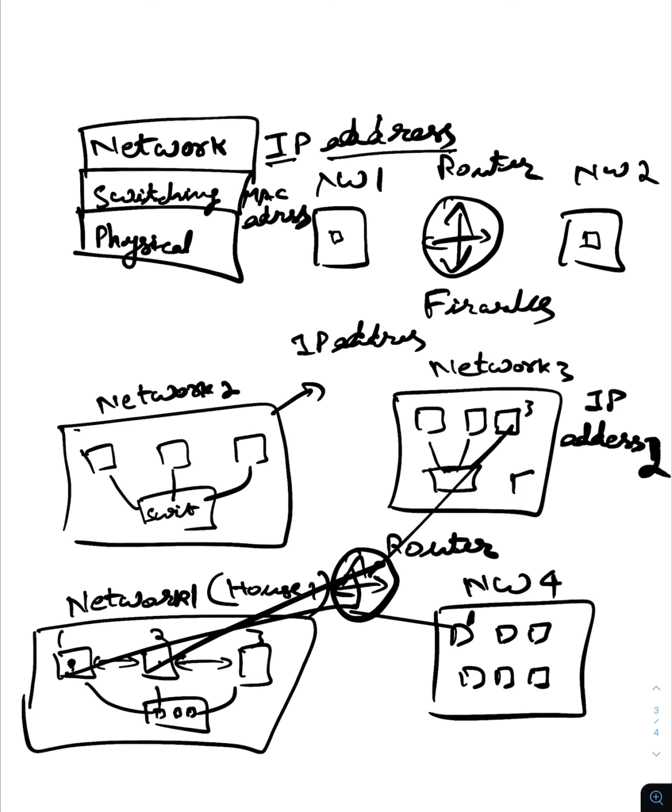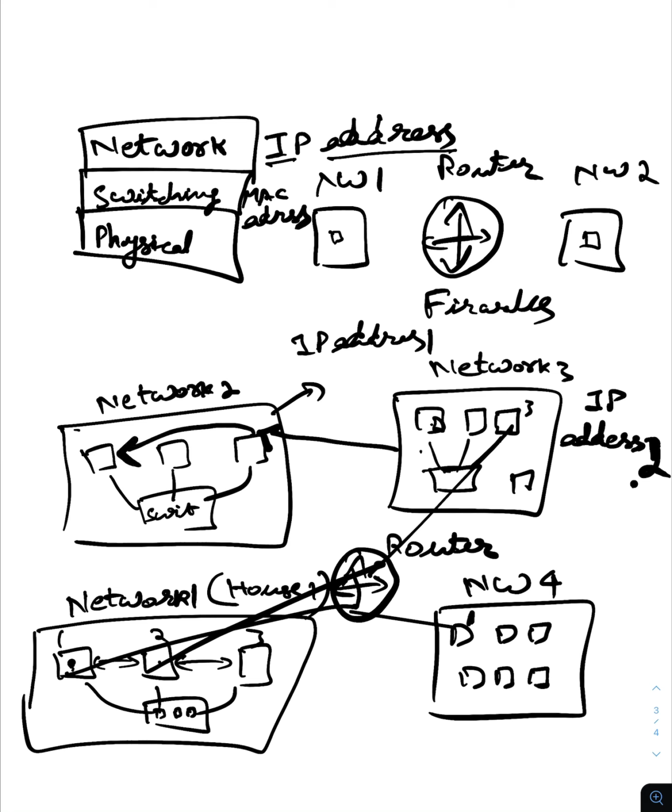Suppose you want to send a data packet from this computer to this computer. You have to send it with the source IP address, which is this, and the destination IP address, which is this. The data packet travels from this network to this network. Once the data packet reaches here, it will look for the MAC address and send it to its destination computer.